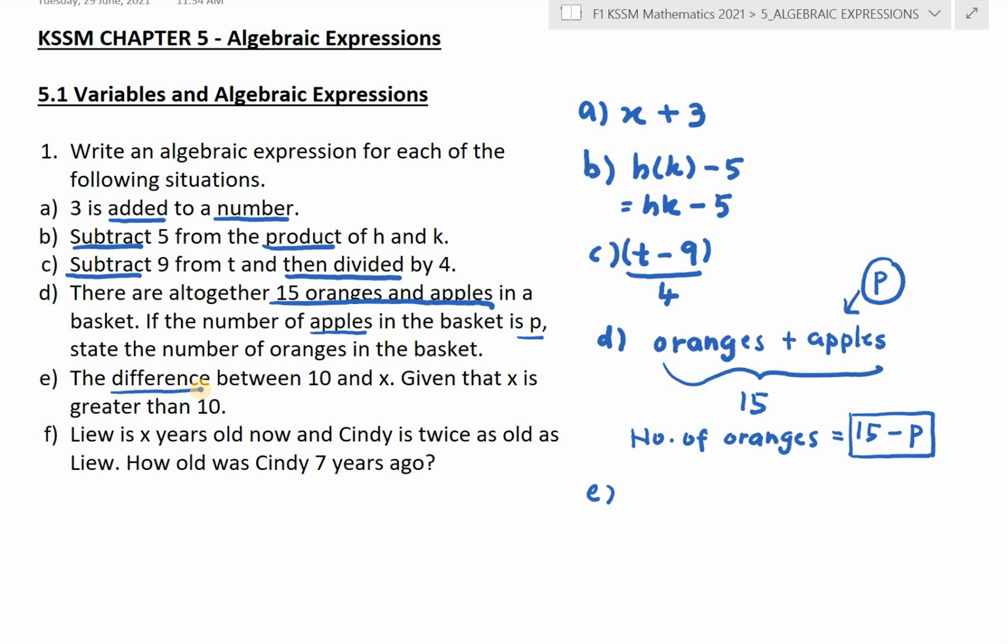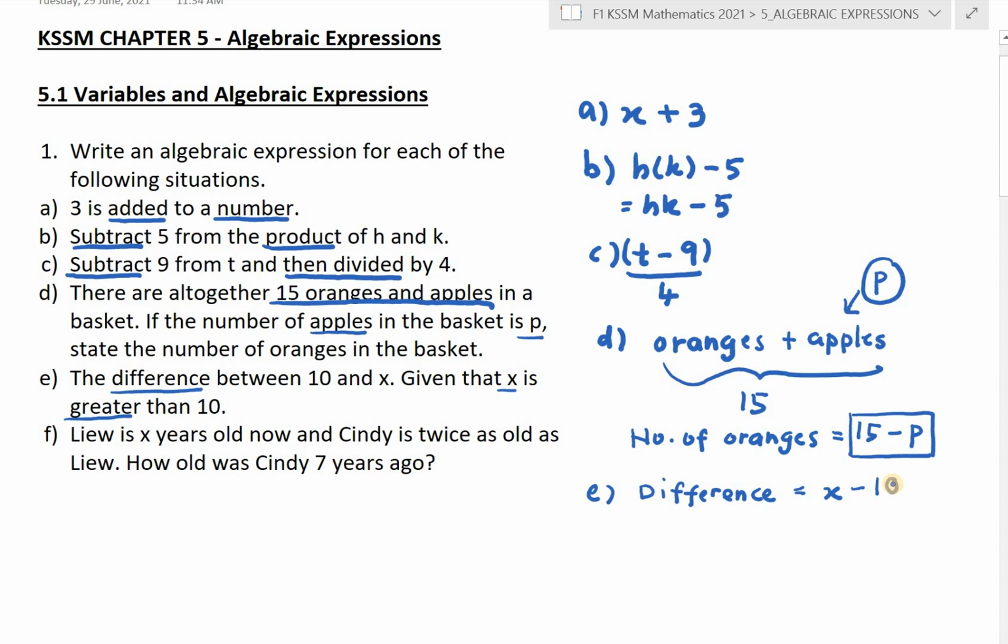So, sekarang ni dia kata given that X is greater. Greater means lebih besar. Okay, jadi bila X is greater means X tu dekat depan in order to get the difference. Okay, perbezaan dia adalah difference is equal to X minus 10. That is how we write the expression for question E. Okay, X minus 10. Alright, so that is for question E.